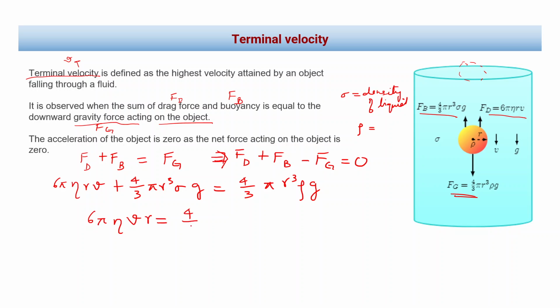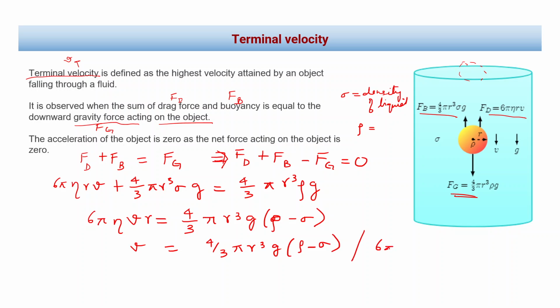I can take 4 by 3 pi r cube common, and g also common, leaving rho minus sigma. So from here the velocity will be 4 by 3 pi r cube g, rho minus sigma, this whole thing divided by 6 pi eta r.